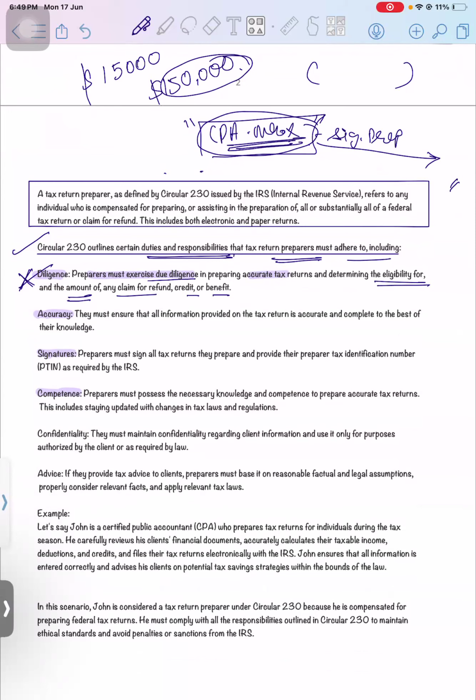Whoever is signing is the only one responsible. Okay, the second one is accuracy. Check that all information provided in the return is accurate and complete to the best of their knowledge.